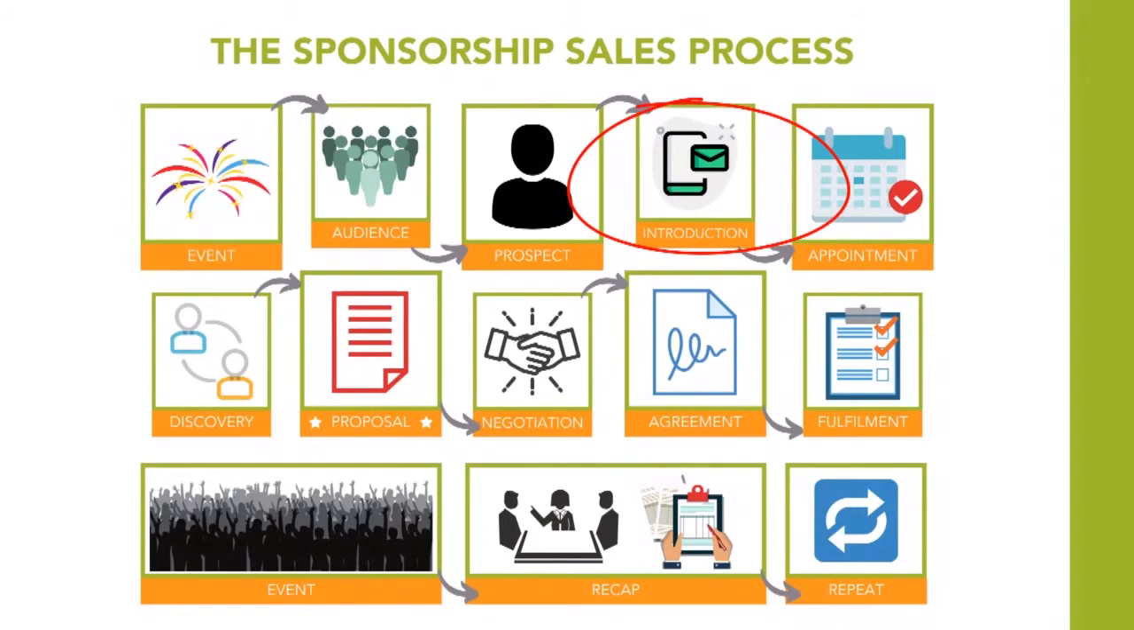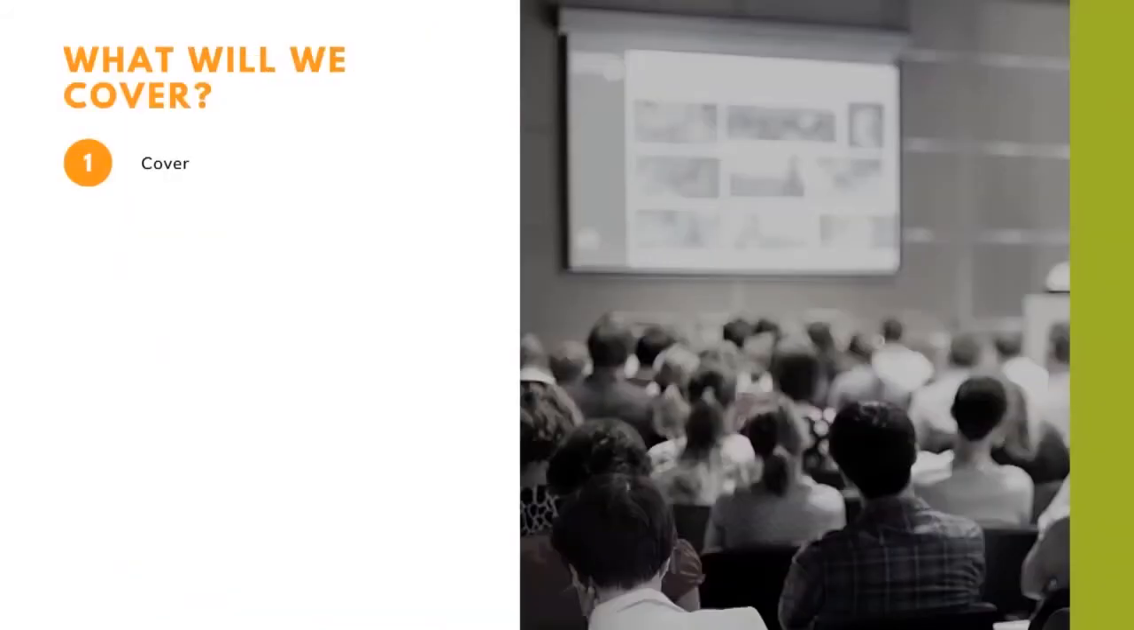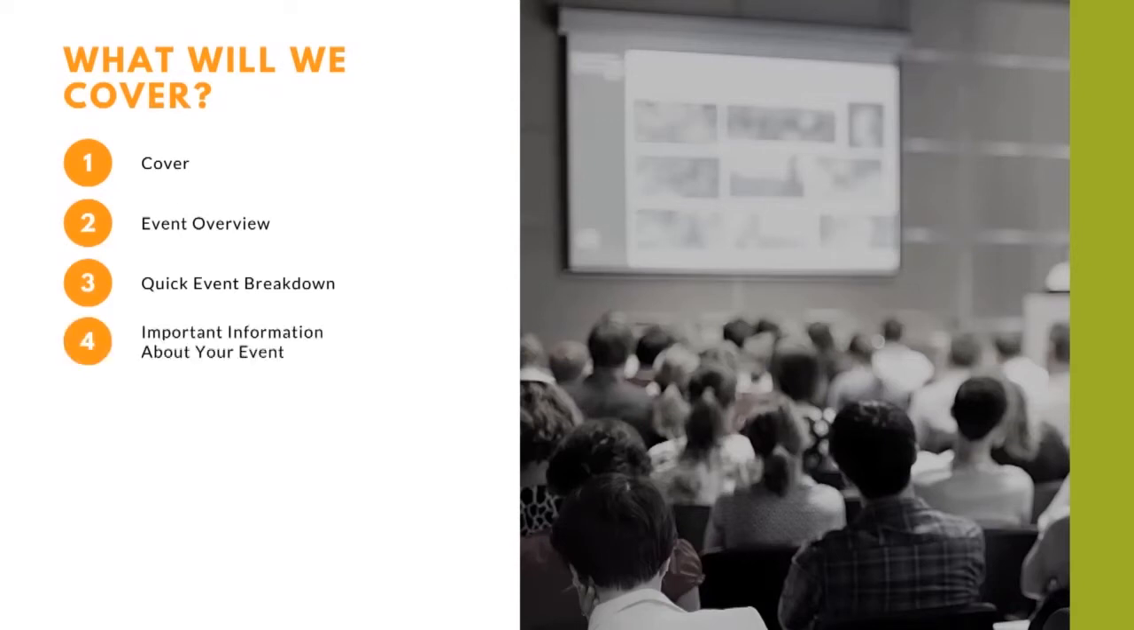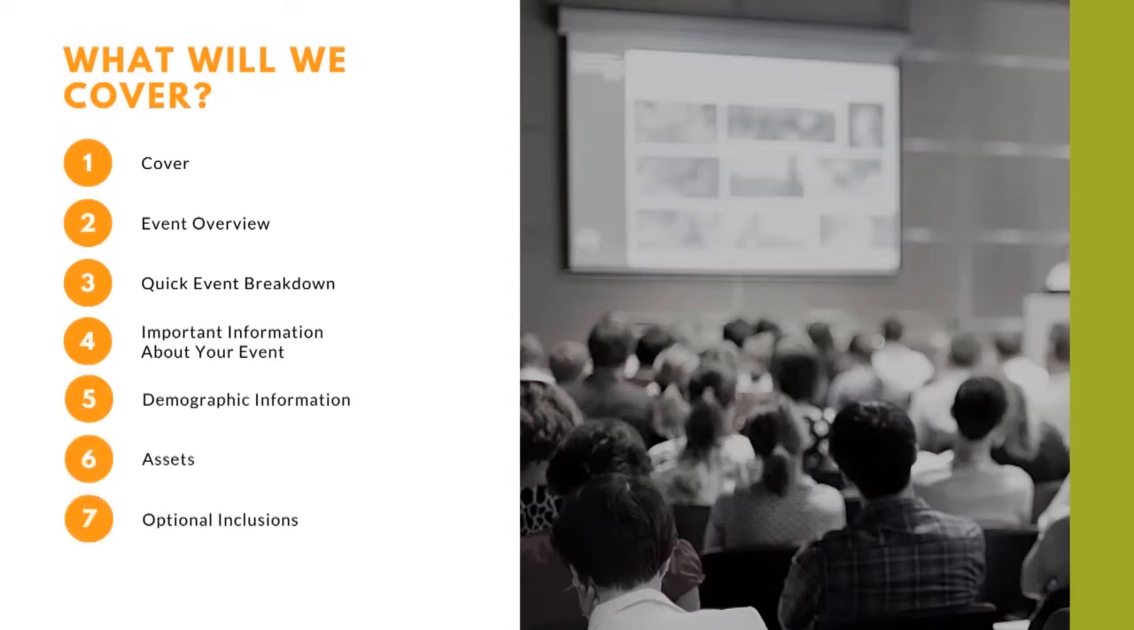So this is what you're going to send to a prospect as you start to decide who it is that you're trying to reach out to and get sponsorships from. So the introduction deck breaks down into 8 sections, and it's going to start first with the cover, the event overview, the quick event breakdown, important info about your event, demographic information, assets, optional inclusions, and then the wrap up.